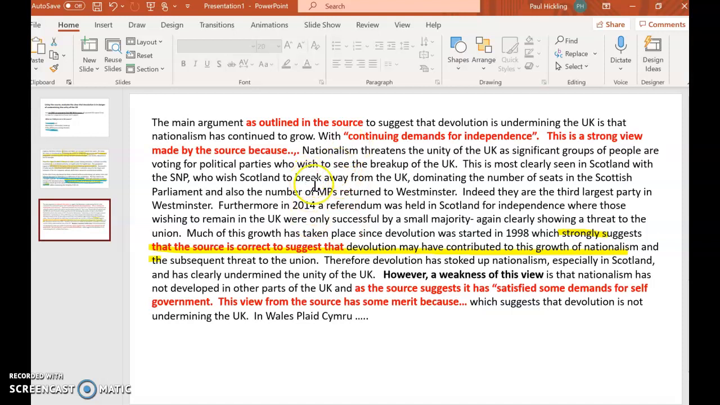You just need to bung in, just make sure the arguments you use are those from the source, and then just make sure you say once or twice, this is a strong view made by the source because, or this is a weak view made by the source because, and then use that knowledge to say why it's a good point or why it's a bad point. So I hope that helps, and I hope that leads to some nice, lovely essays written over the Easter holidays.